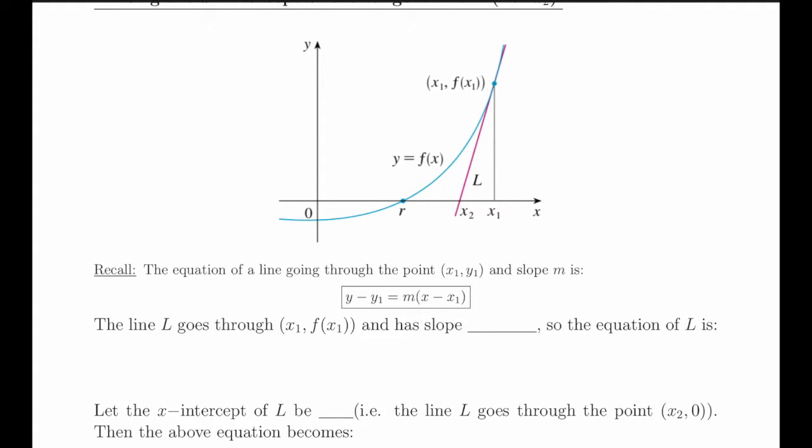approximation, and its slope is f prime of x1, the derivative at x1. So we have a point on the curve and the slope of the line. So we can find the equation of this line. It's y minus f of x1 is f prime of x1 times x minus x1.